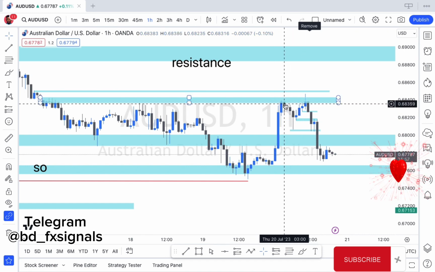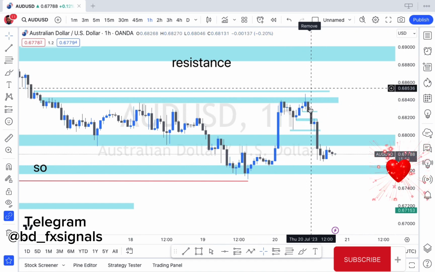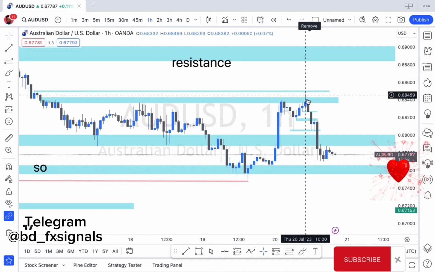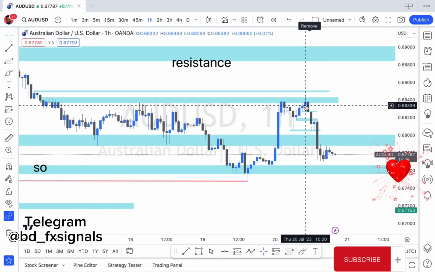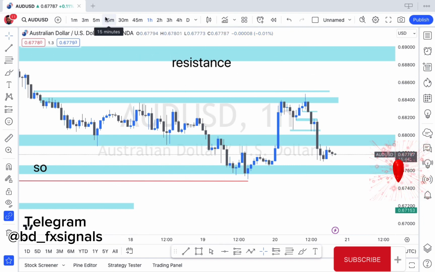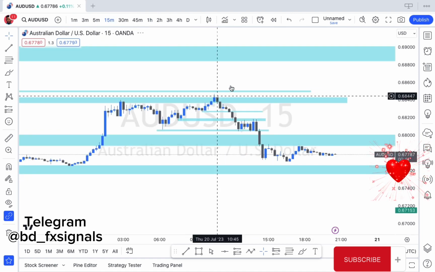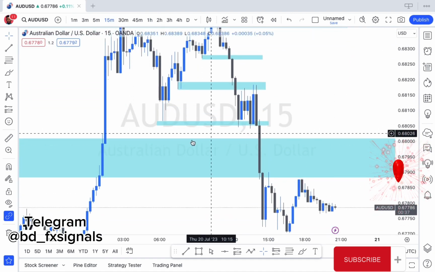Now early traders would want to take their selling order here, and the market will fake them out by doing this thing. When it does it, it will grab all the liquidity and come down. When I noticed this, that was when I told my community that we should go for a sell. Now let me go to a lower time frame so you can see and understand what I am saying, guys.